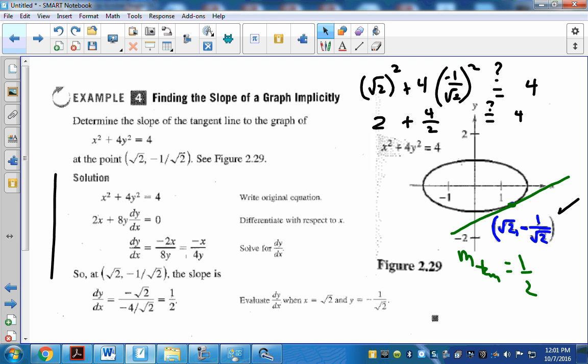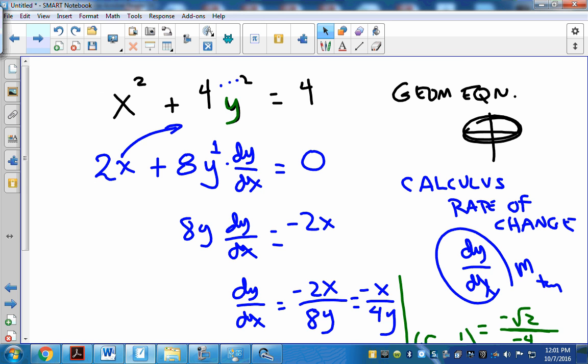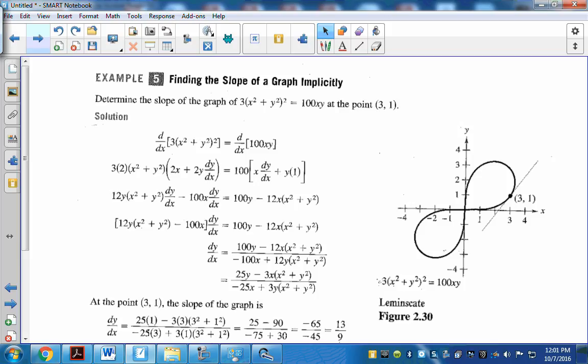What else do I want to do? Example 5. This is on page 144. That's gross. We have something called a lemniscate, right? It's a weird picture. It looks like a figure 8. No, you're not expected to be able to graph this thing, but the curve goes around. It looks like it's tangent to the x and y axis.